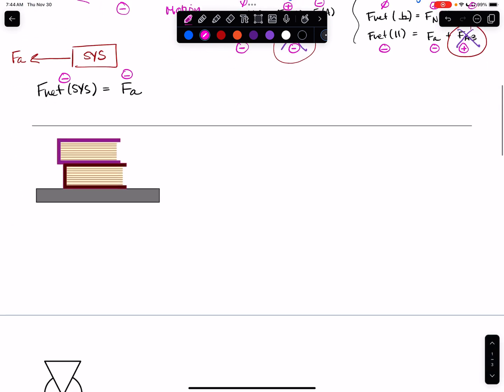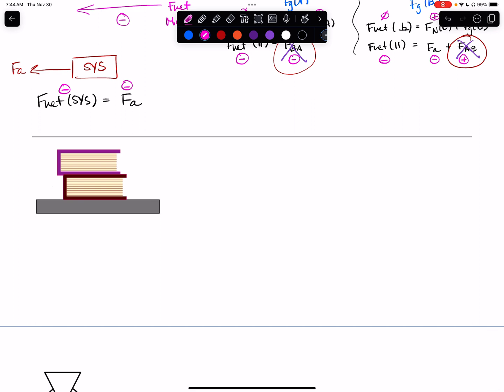All right, let's try another one. This one is just two objects sitting on top of each other. I'm going to call this top book A, and I'll call the bottom book B. So again, we split it. I'm going to have, let's do A.